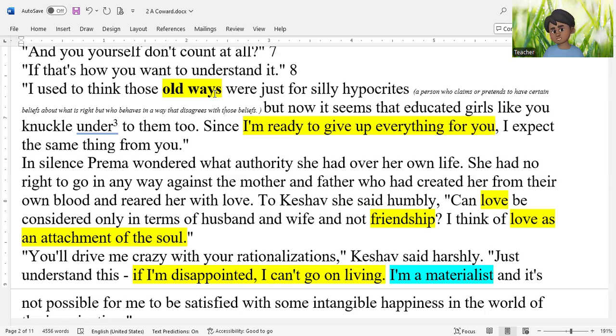Now, this line, note down under the heading character where you have written Keshav, he is ready to give up everything for Prema. And now please understand that as you reach toward the end of the story, you will find that in section 1, Keshav says that he is ready to give up everything for Prema. But in reality, in sections 5 and 6, you will see that when the real moment comes, when the crisis comes, Keshav does not give up everything for Prema. Keshav just turns away from his promise. So sometimes I feel like Keshav is a hypocrite because he says that he can give up everything for Prema, but actually he does not. He is not able to give up everything for Prema. And then Keshav says, "I expect the same thing from you." Okay, now let's move ahead.